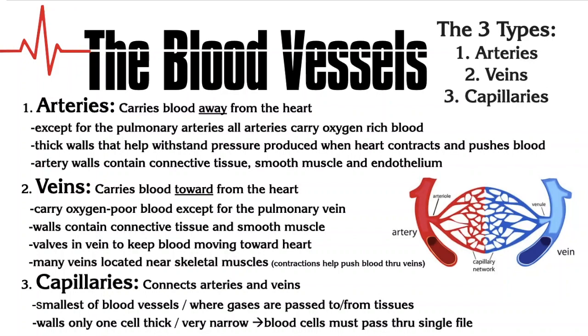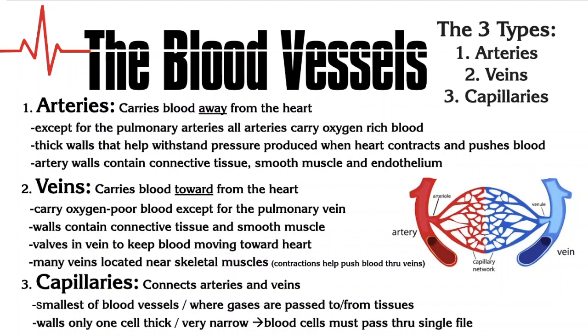As we said just a little while ago, veins are going to have valves that are very similar to the heart valves. This prevents backflow of blood, and veins are primarily going to be near the skeletal muscle. The skeletal muscle helps with pushing blood through the veins, because the skeletal muscle will contract and squeeze the blood through. Now, the capillaries are smaller blood vessels.